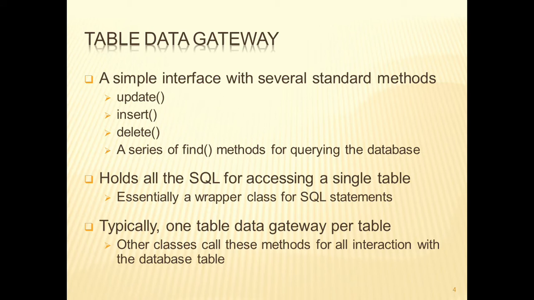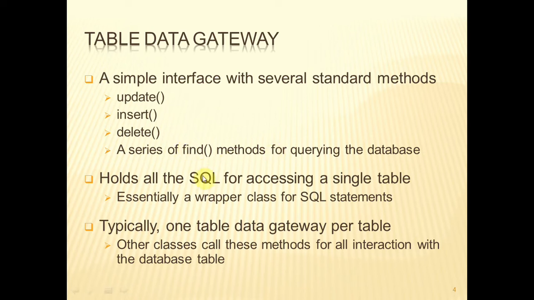The table data gateway is essentially a wrapper class that allows us to provide some interface methods so that we can interact with the database. And it's called a table data gateway because the class will focus on one table in the database. That class will have an update method, an insert method, a delete method, and then a series of find methods that will allow us to query the database.